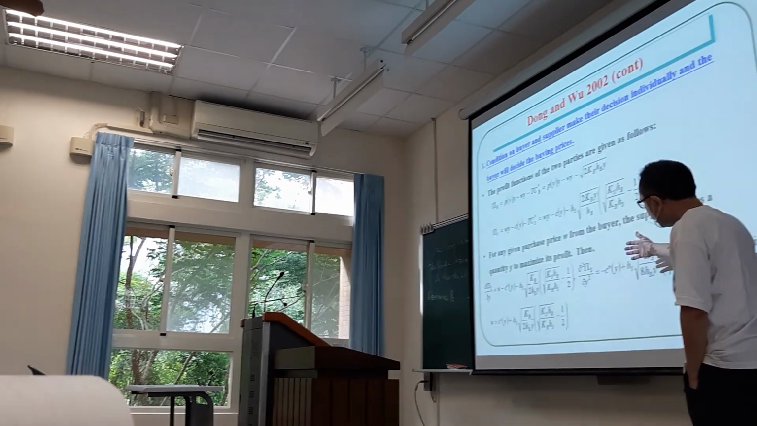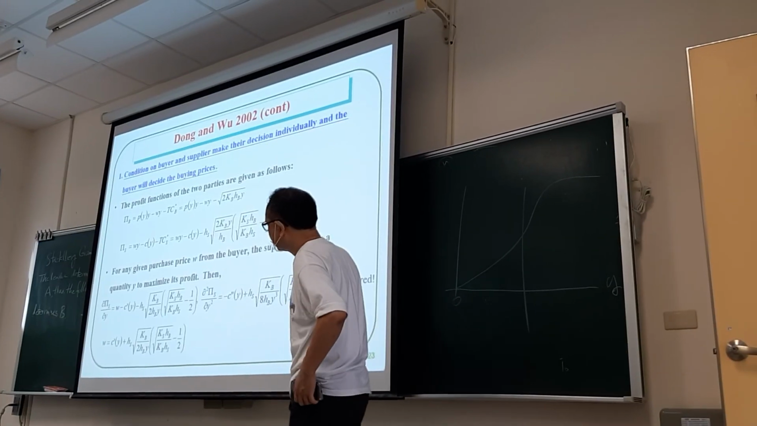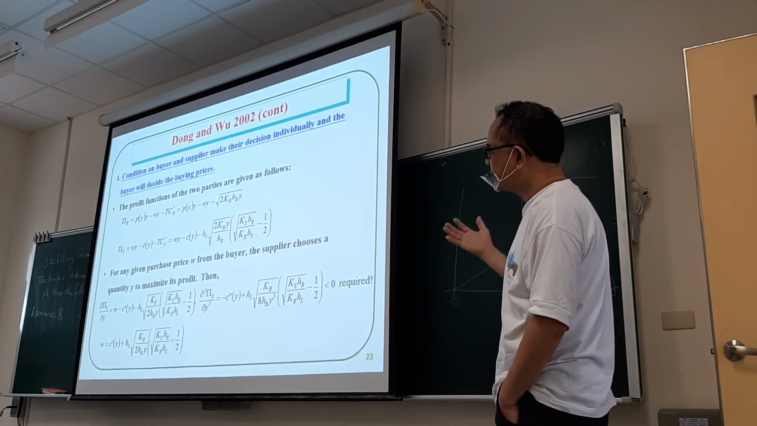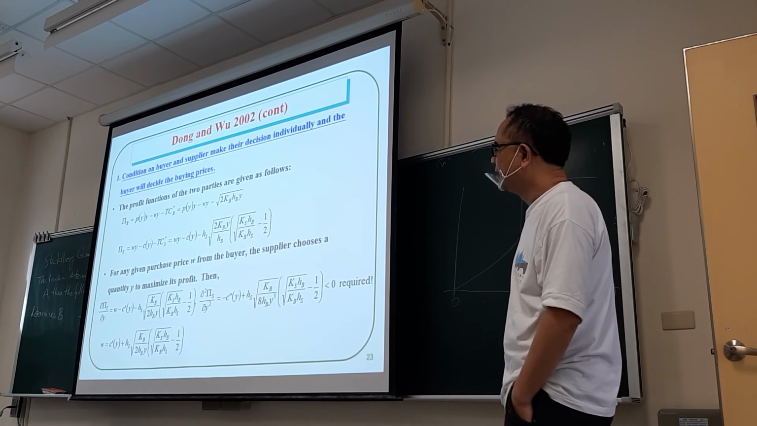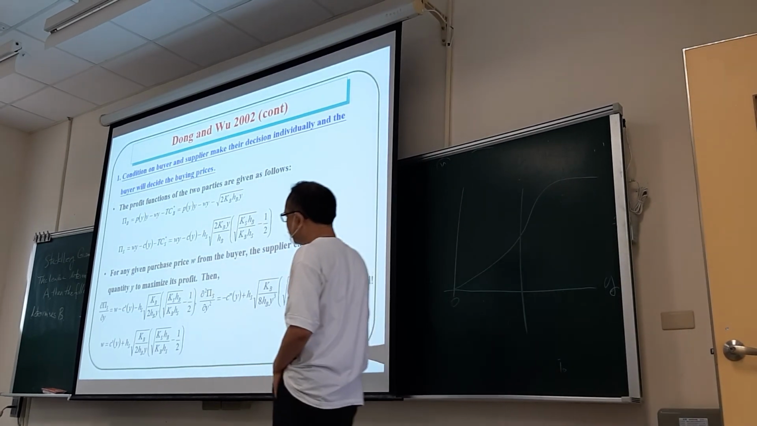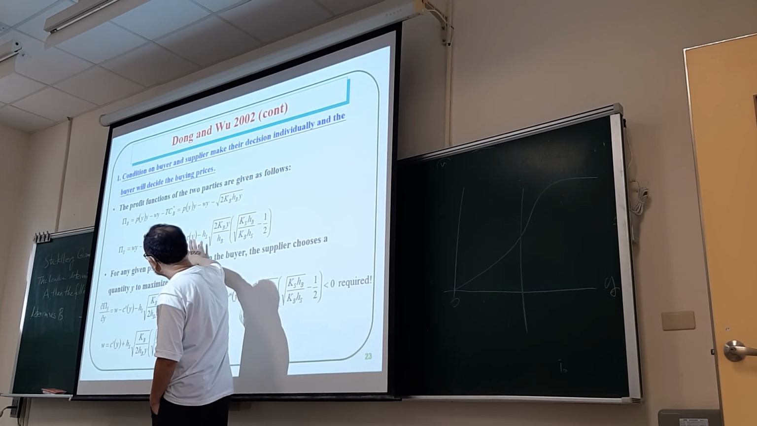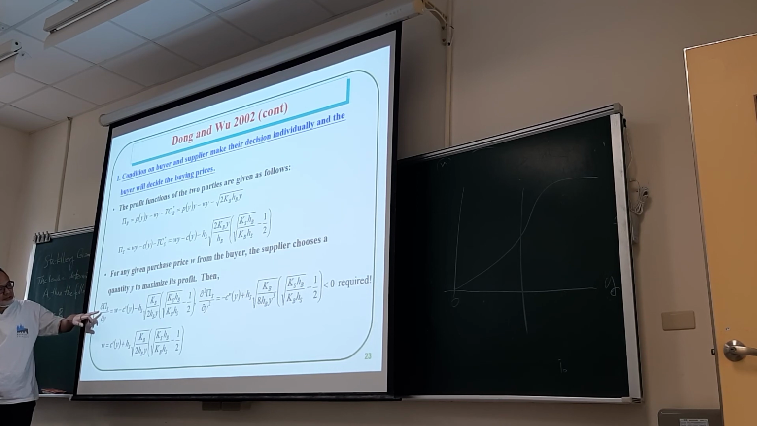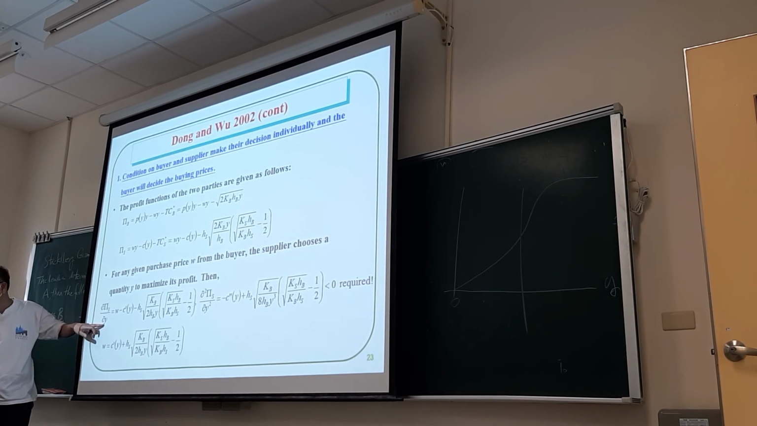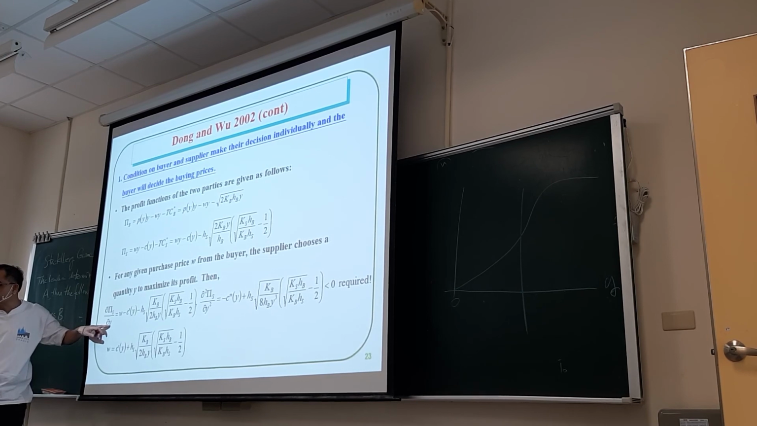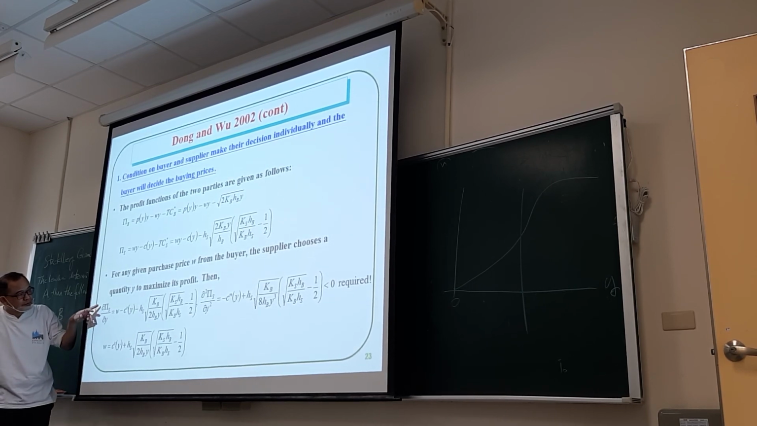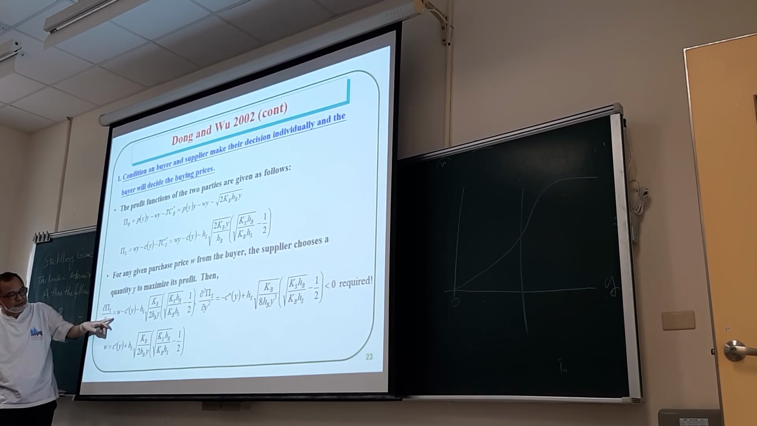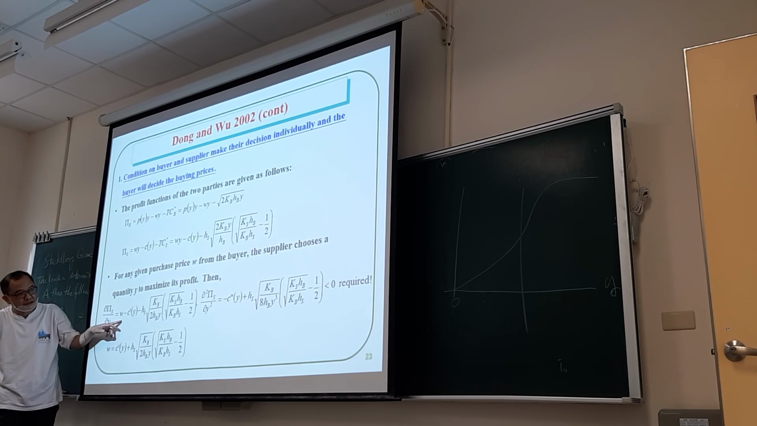Okay. Now for any given purchase price W from the buyer, the supplier chooses a quantity Y to maximize its profit. Okay? So the first step is what? The supplier needs to determine the order quantity or the production quantity, right? So take the partial derivative of the supplier's profit function over Y. So we have this one.